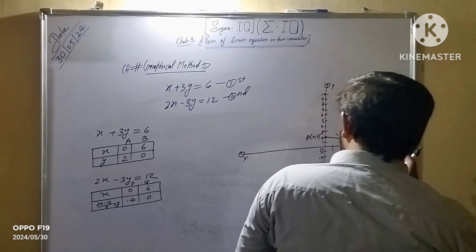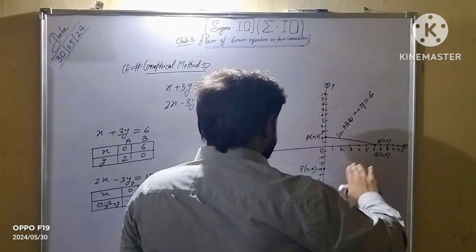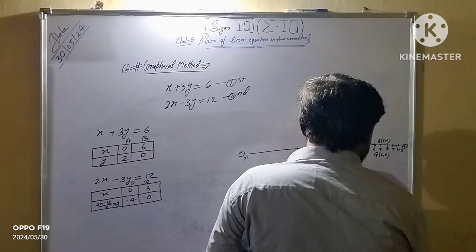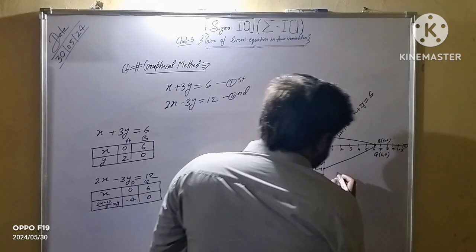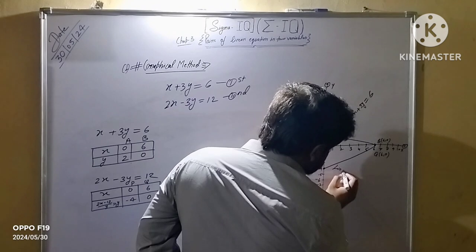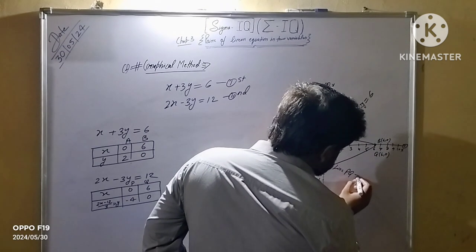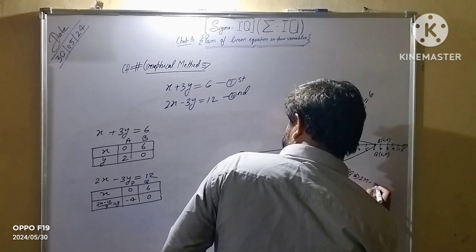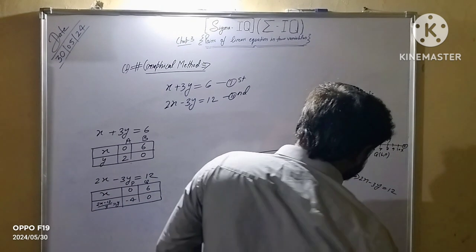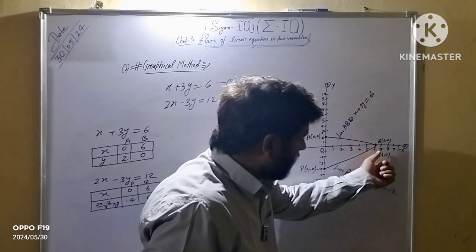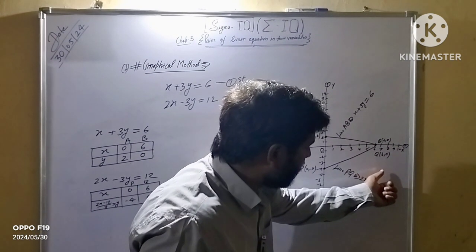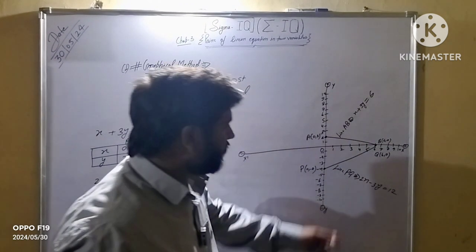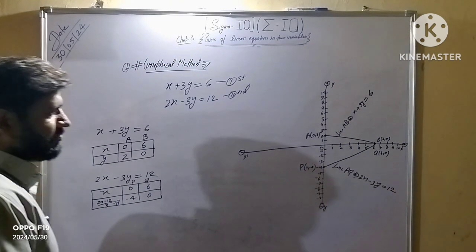So this is the intersection point of both lines. In order to plot the graph of this equation, join both points P and Q. Okay, this is the graph of line PQ, or 2x minus 3y equal to 12. 6, 0 is the intersection point of both lines' equations. So it is a solution of both lines.